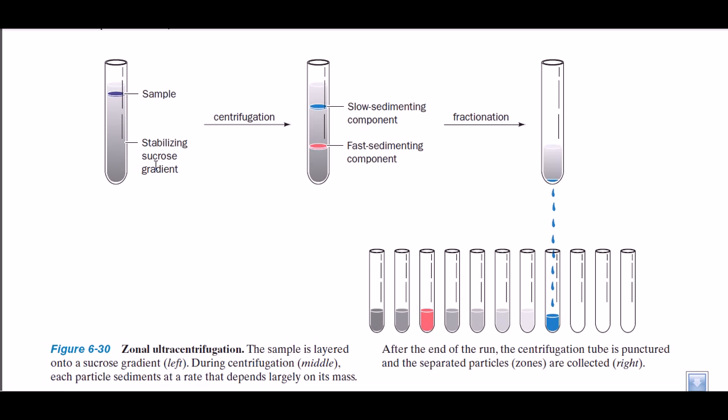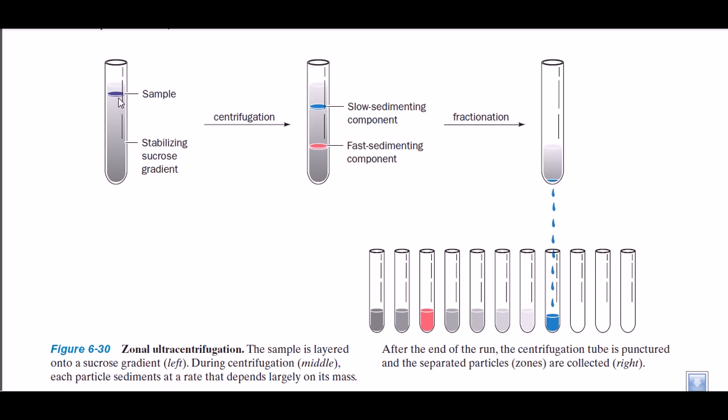So this sucrose medium provides these different gradients. The macromolecules which have to be separated, which are in our sample, will have different layers of gradients, from lower to higher. So the macromolecule may want to be placed in a particular gradient rather than another.